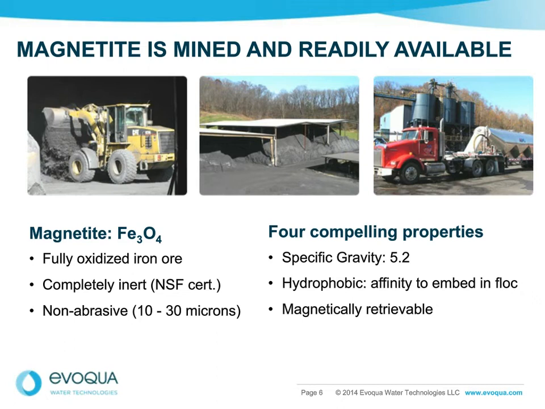The reason we use magnetite is, first, it's inert, fully oxidized iron, and it has a specific gravity of 5.2, about 2.5 times that of sand or grit.